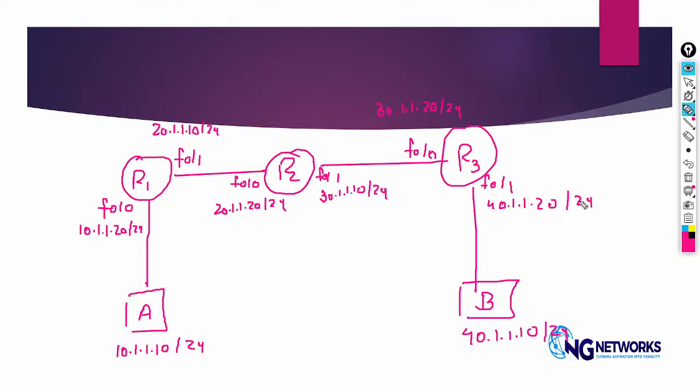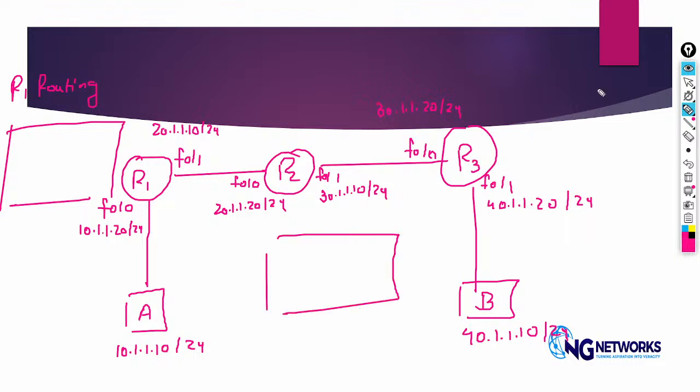A router always works between different networks. So I have taken different networks on the single router. By default, R1 will maintain one routing table. The R1 routing table will be different, the R2 routing table will be different, and the R3 routing table will be different. So in the R1 routing table, I will have two different networks, on F0/0 and on F0/1.